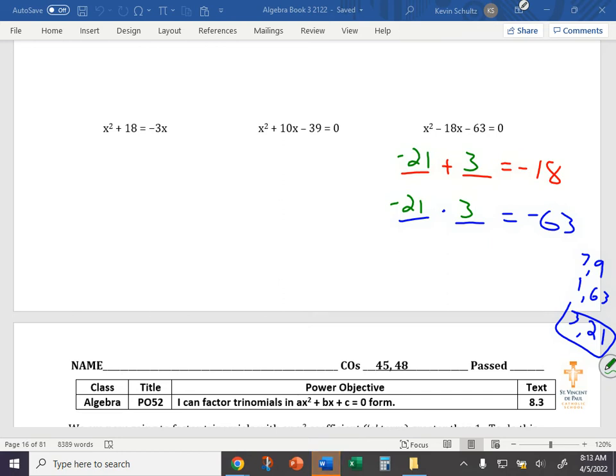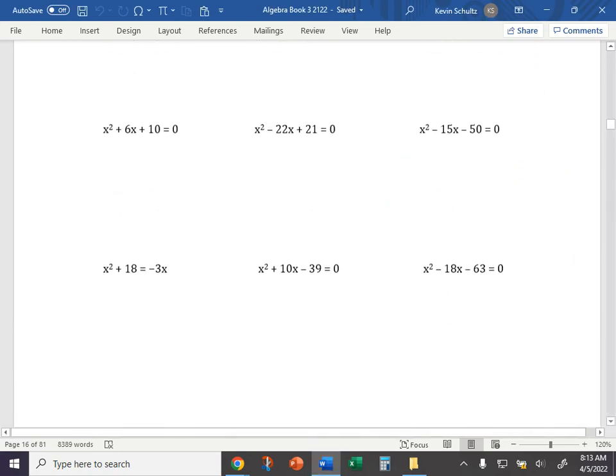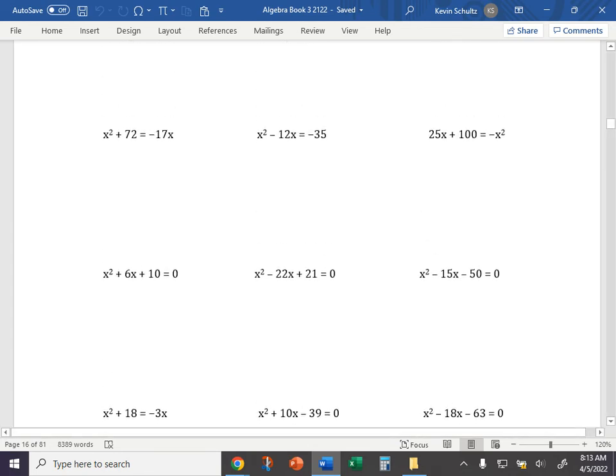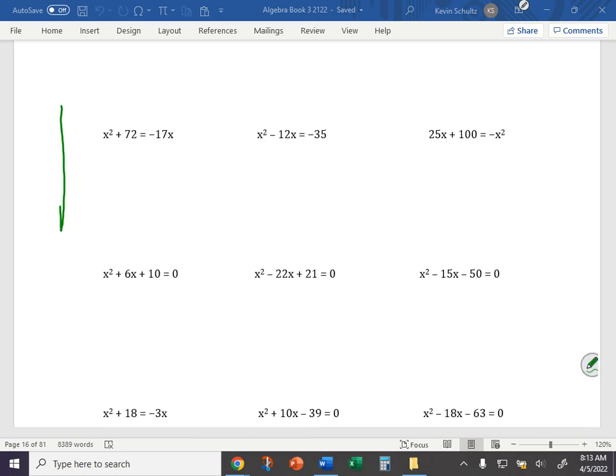Damien, you think you found a not possible one? Fourth row, second one. Can you just read it? X squared minus 22x plus 21. I will tell you that one is possible. Joey, the second row, second one. X squared minus 12x equals negative 35. That one's also possible.